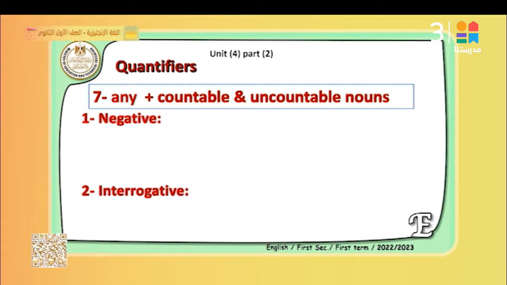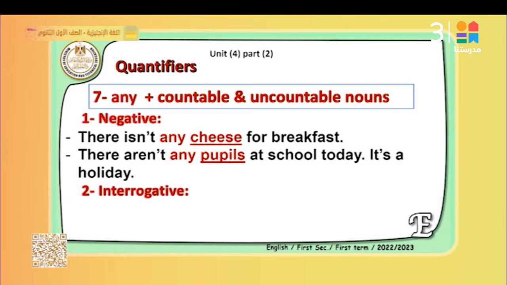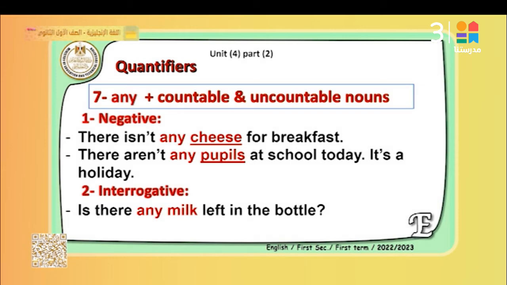The word any is used in negative and interrogative. So we can say, there isn't any cheese. We don't have any. There aren't any pupils. Again, it's used with countable and uncountable. What about interrogative? We can use interrogative like, is there any milk left in the bottle? Are there any pupils in the class? So we can use any with an interrogative, meaning in a question. Is there any milk left in the bottle?